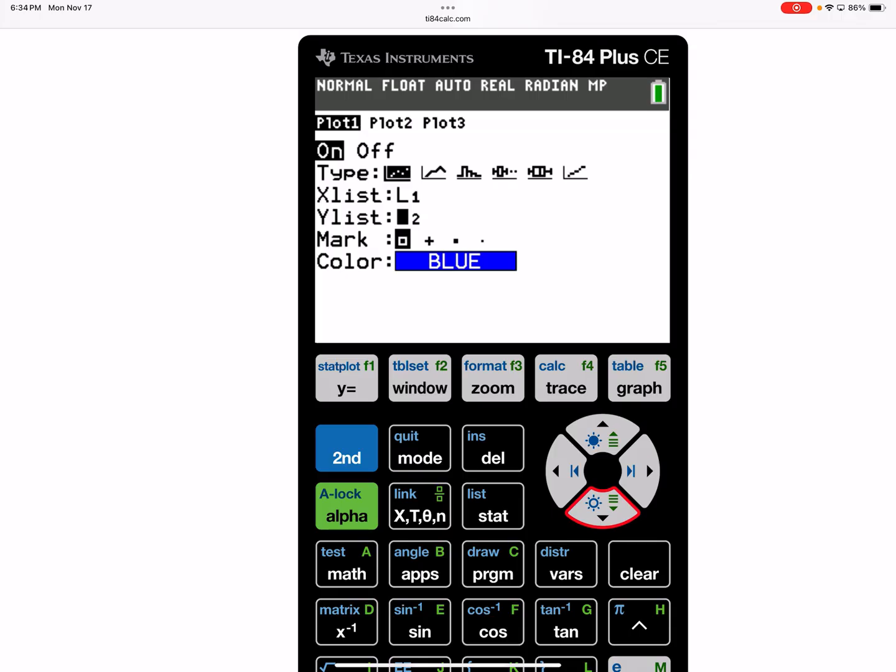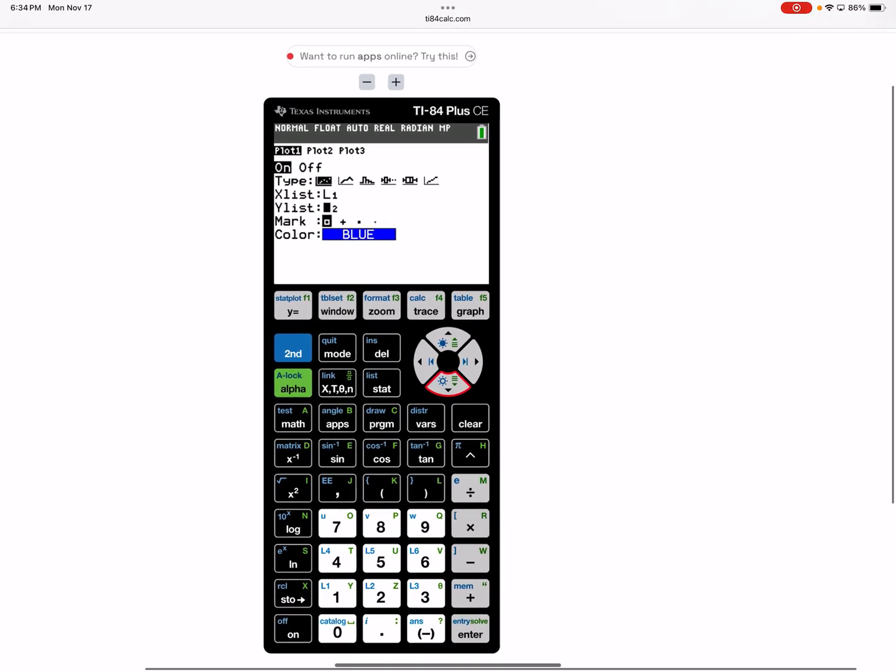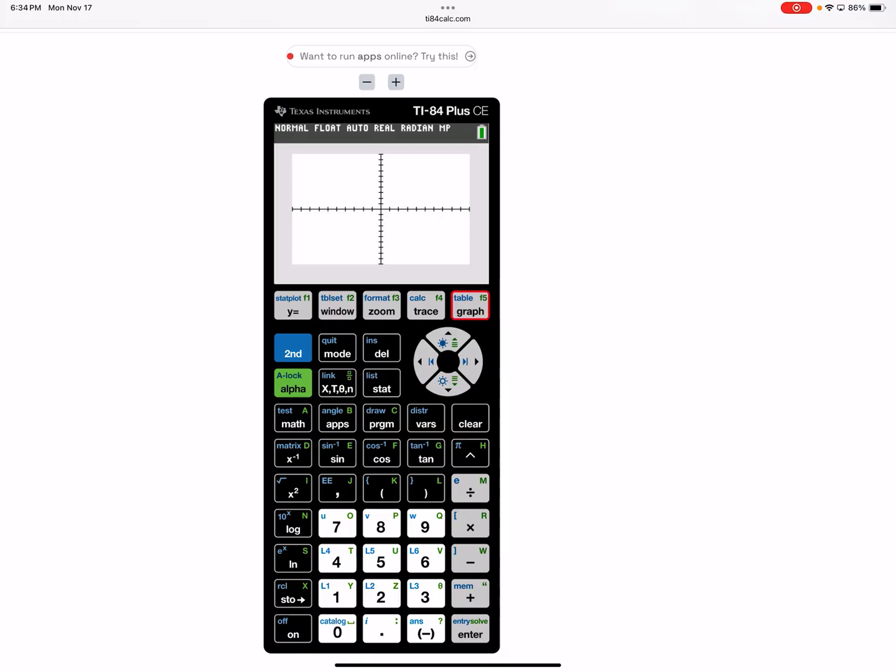Okay, let me look. I may have to type X list. Oh, it's because you got him on his box and whisker. You go back up here and hit enter on the dots. Okay, now you're in L1 and L2, but your mark can just be a box or circle, okay? Okay, so then I'm going to hit graph, which is on the far right, and you probably won't see anything. It looks blank like that, okay?